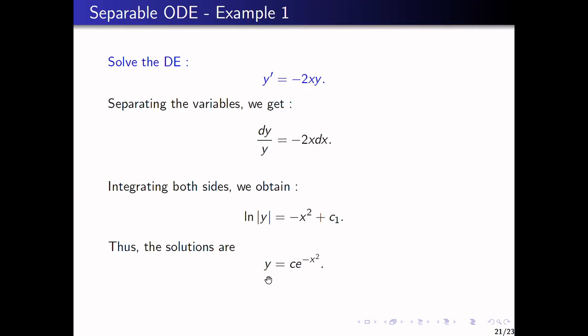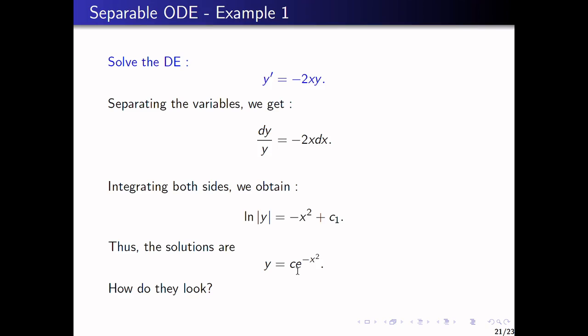So here we don't need the modulus because e raised to minus x square is always a positive term. So y is equal to c times e raised to minus x square is a general solution of the given differential equation. Now we are interested in how it looks, a geometric interpretation for this solution.